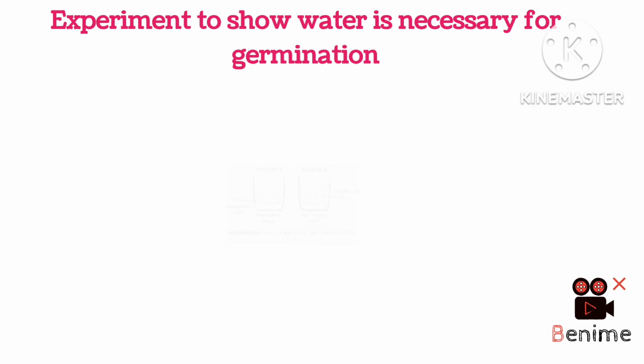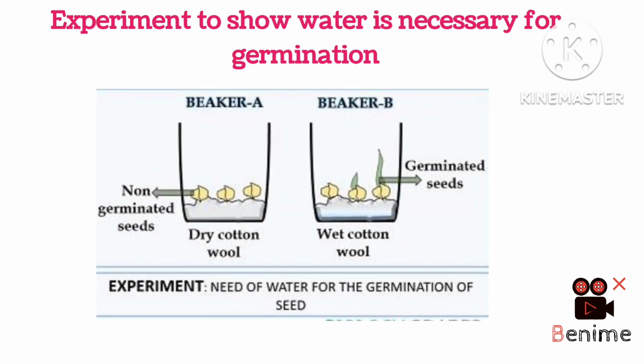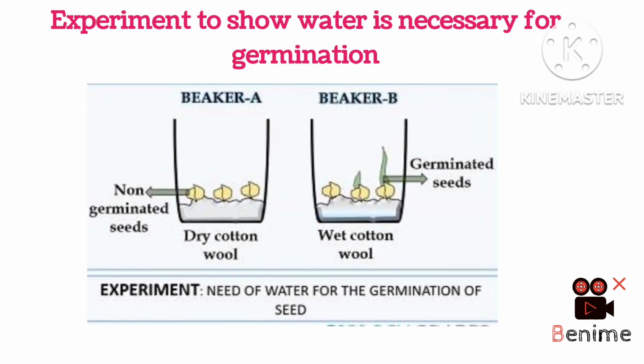Experiment to show water is necessary for germination. We take 2 beakers, beaker A and B. We keep dry cotton wool in beaker A and wet cotton wool in beaker B. Along with that, we put some non-germinated seeds in both the beakers. We can see that after some days, the beaker B seeds start to germinate. This shows that only the presence of water makes it germinate.